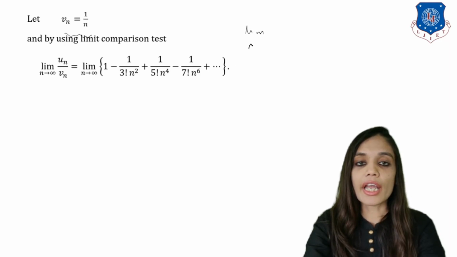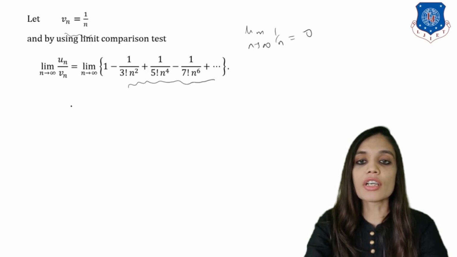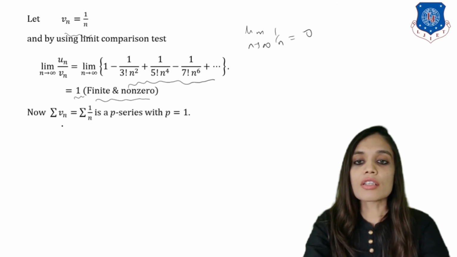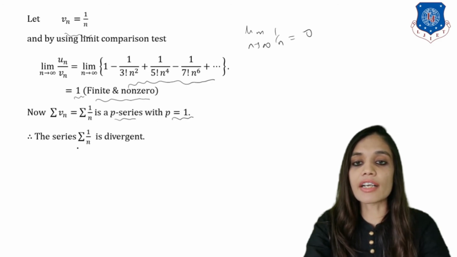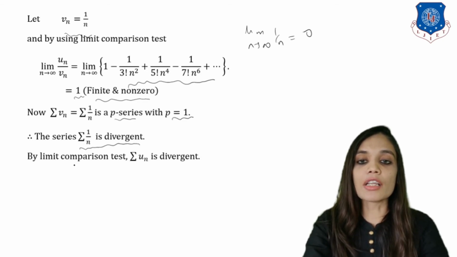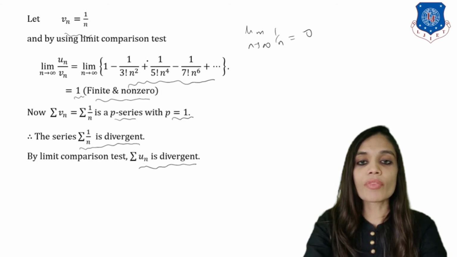Now the limit n tends to infinity of 1 upon n is equal to 0. So all these terms will go to 0 as n tends to infinity. So the answer of the limit will be equal to 1, which is finite and non-zero. Now go to your Vn, summation Vn, that is equal to summation 1 upon n, which is a P series with p is equal to 1, right? Therefore by the P series test we can say that sigma 1 upon n is divergent. So finally by the limit comparison test, summation un is also divergent, right?